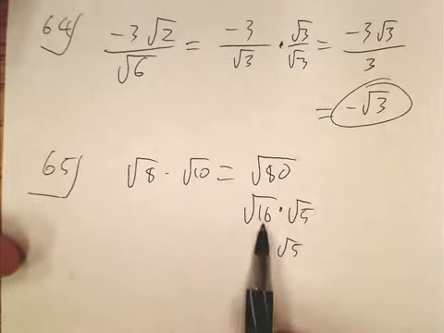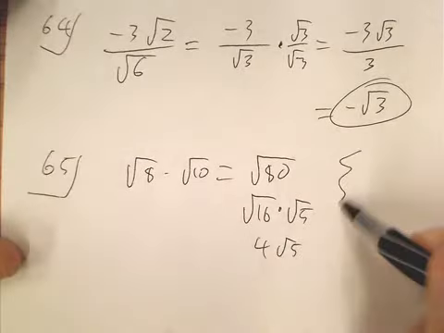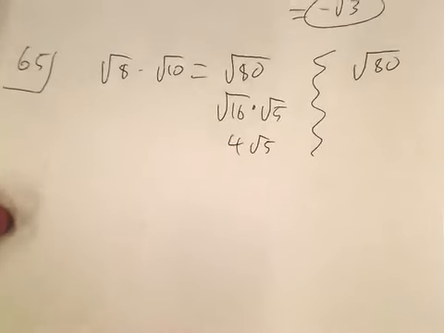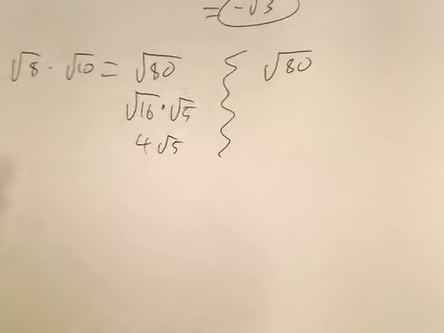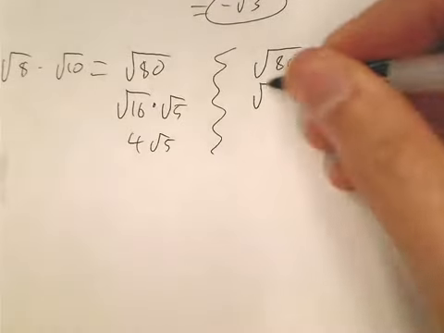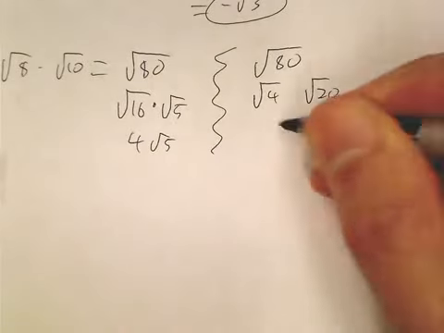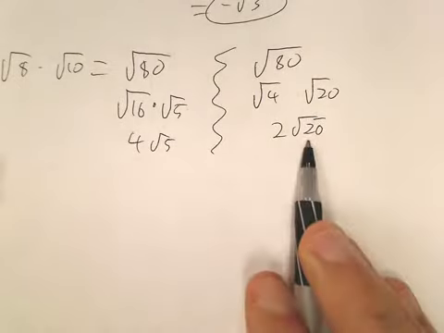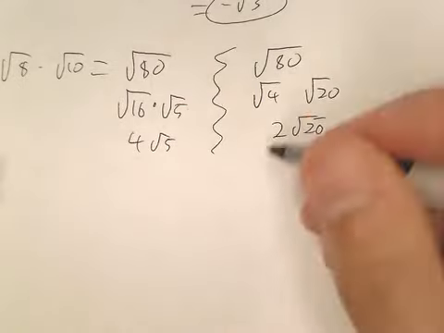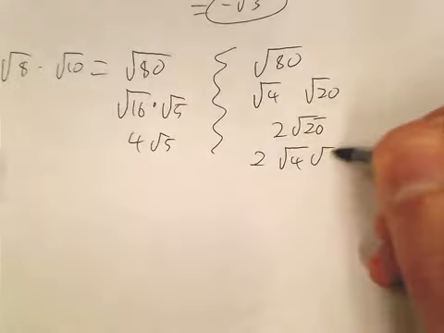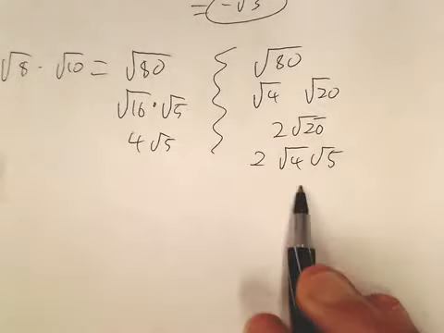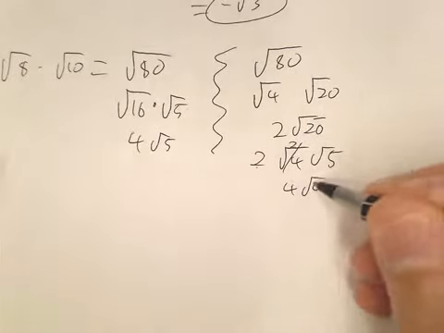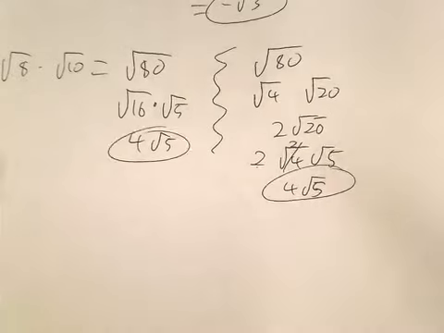Now, if you didn't see 16, if you just saw 4, let me show you an alternate reality here for 80. Let's say you had 80, but you said, oh, 4 goes into it 20 times, so that's 2 root 20. Well, then you have to say, wait a minute, look at that 20. I know 4 goes into 20 as well. So let's break that up. The square root of 4 is 2, and 2 times 2 is 4. So we'll get to that same answer either way.